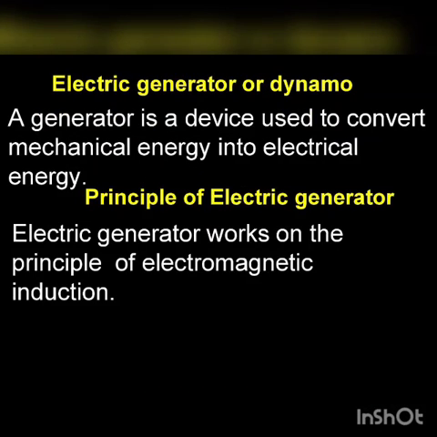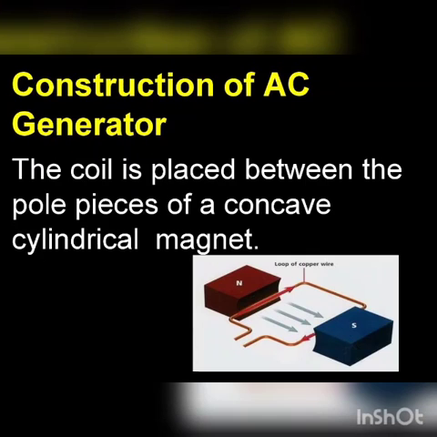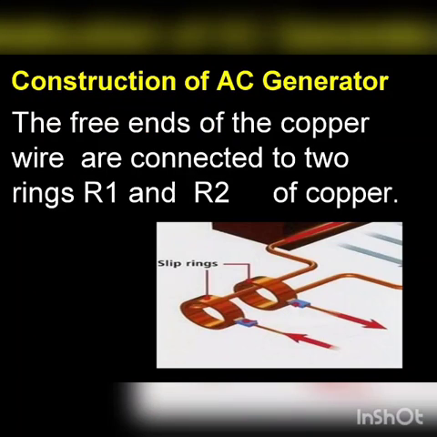A generator is a device used to convert mechanical energy into electrical energy. Principle of electric generator. Electric generator works on the principle of electromagnetic induction. Construction of AC generator. An AC generator consists of an insulated copper coil of many turns wound over a soft iron core. In the figure, ABCD represents the insulated coil. The coil is placed between the pole pieces of a concave cylindrical magnet. The free ends of the copper wire are connected to rings R1 and R2 of copper.